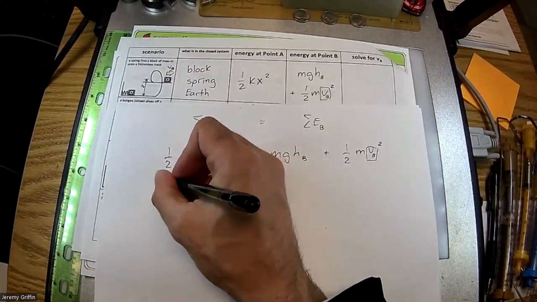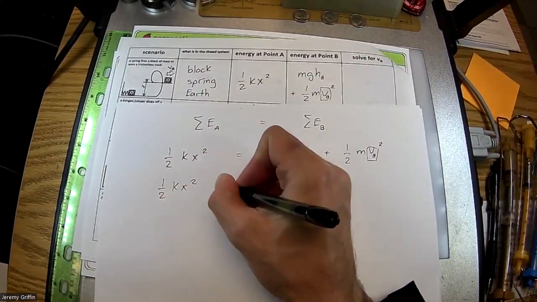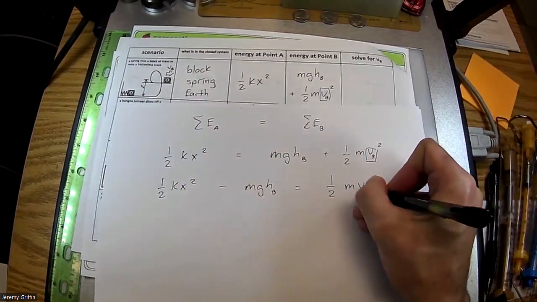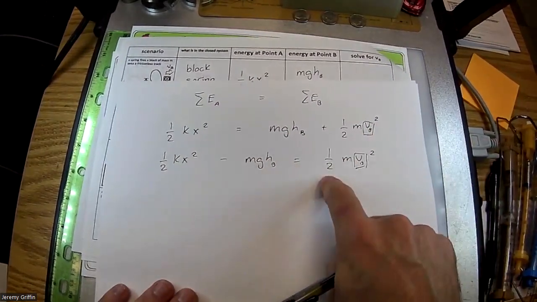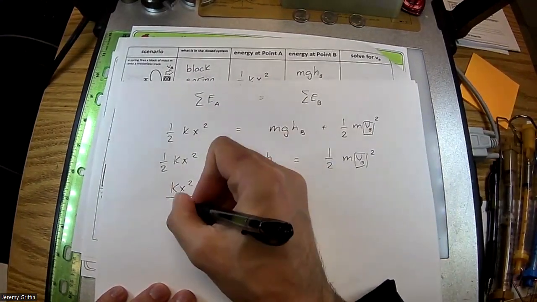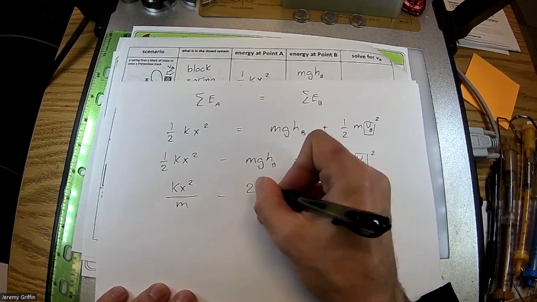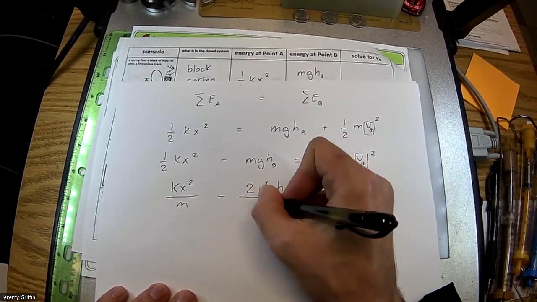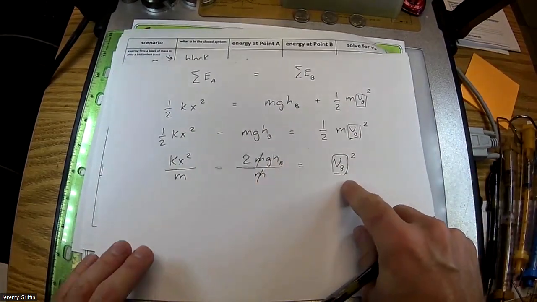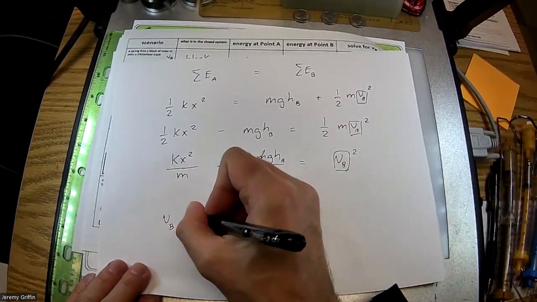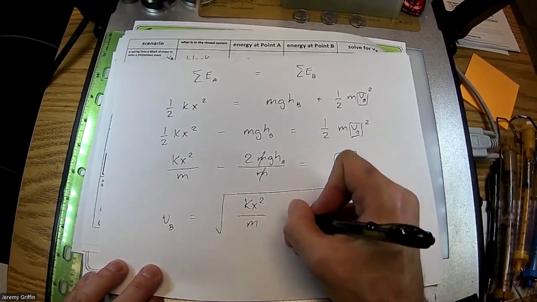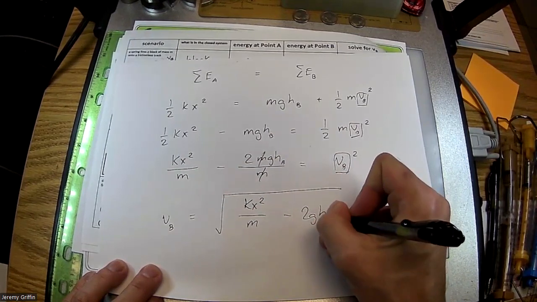So subtract over the mgh. So 1/2 kx squared minus mgh equals 1/2 mv squared. Right. Just going to multiply everything by 2, and I'll divide by m while I'm at it. kx squared on m minus 2mgh on m equals v squared at point B. Okay, then the last step, take the square root. So the speed at point B is a big old square root: kx squared on m minus 2gh.